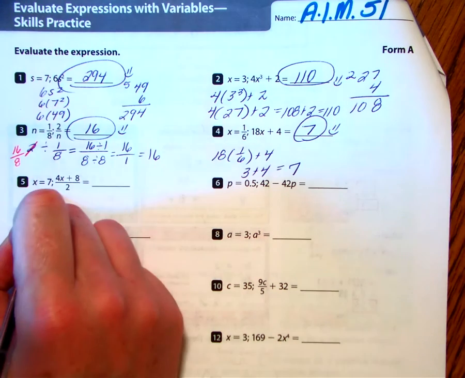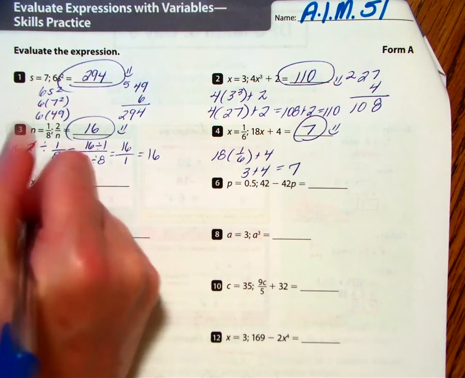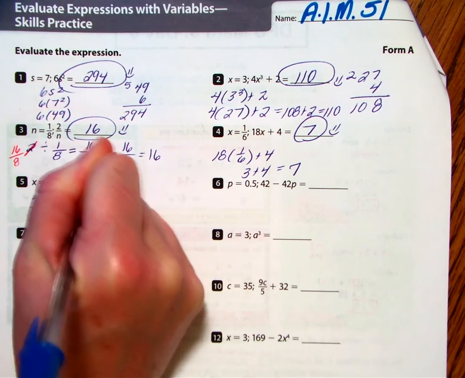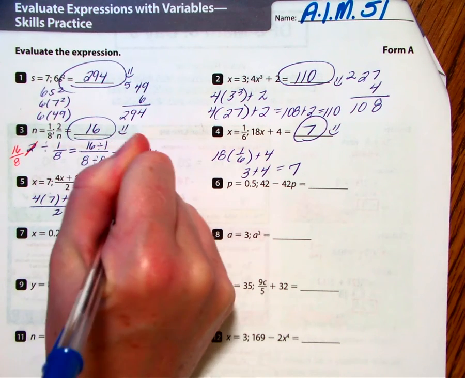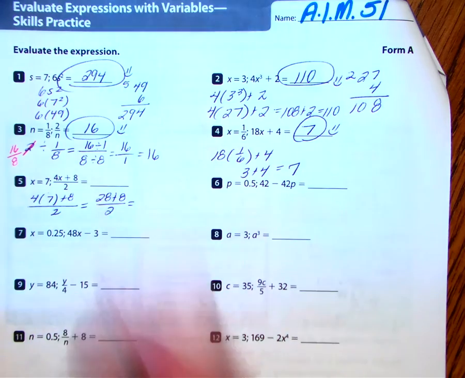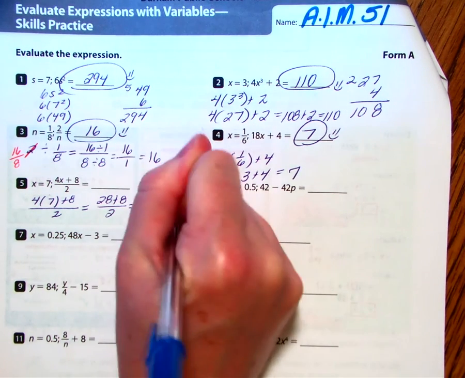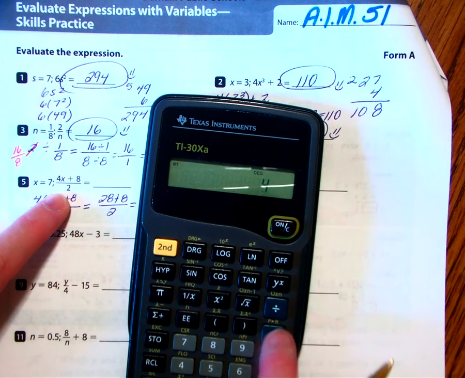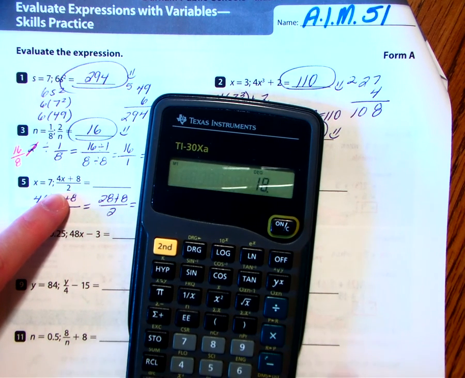X equals 7. 4x plus 8 divided by 2. So we're going to replace x with 7. 4 times 7 plus 8 divided by 2. Don't forget to use your order of operations. We got 4 times 7, which is 28, plus 8 divided by 2. 28 plus 8 is 36, divided by 2. 36 divided by 2 is 18. Let's check it. Very good.